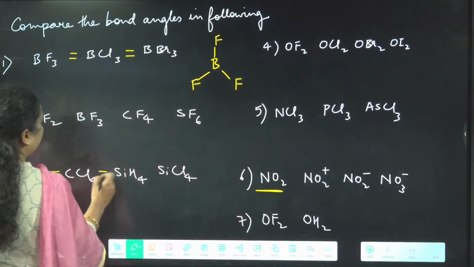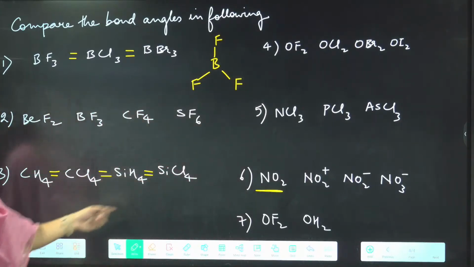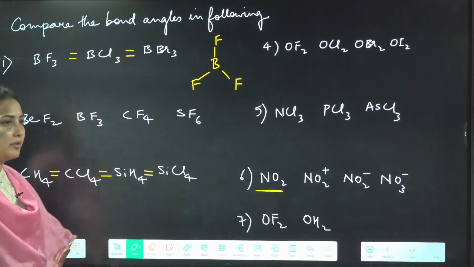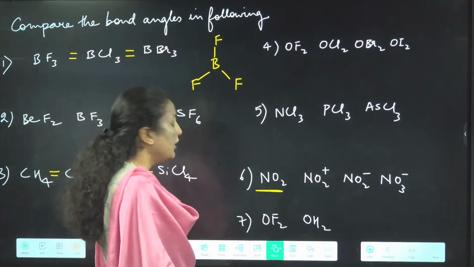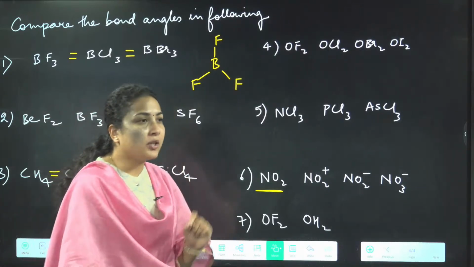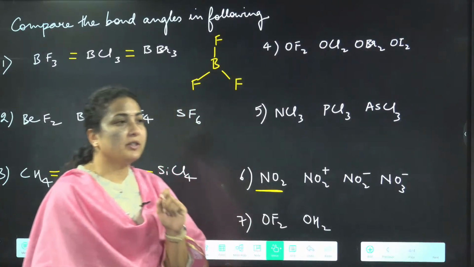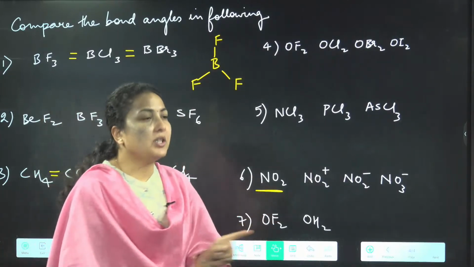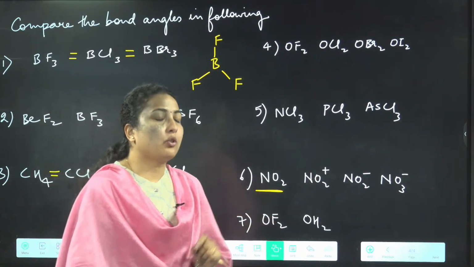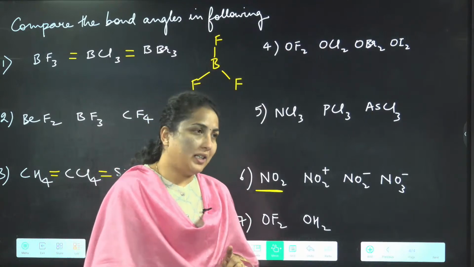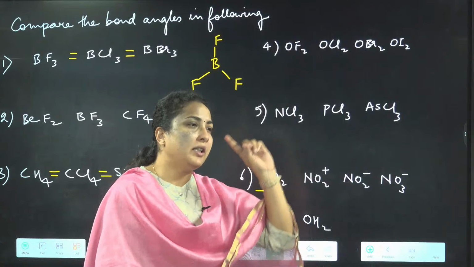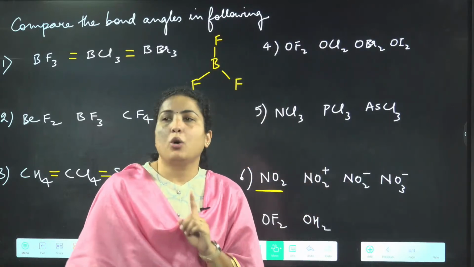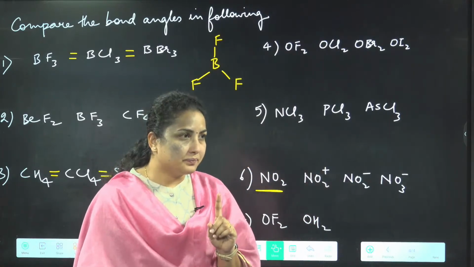Now the similar thing happens with this third one also. All of them are regular tetrahedra, right? So what we mean to say is that if a species has a regular geometry, that means the surrounding atoms are the same and there is no lone pair of electrons on the central atom, in that case there is no effect on the bond angle whether you change the electronegativity of the surrounding atom or the central atom. Getting it?